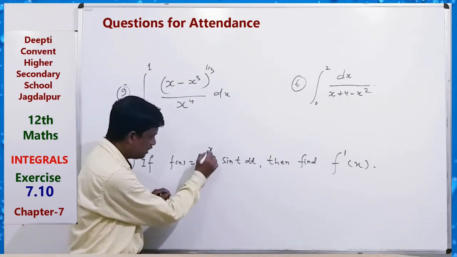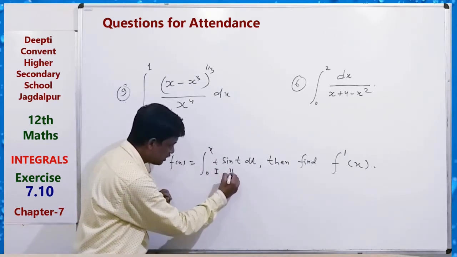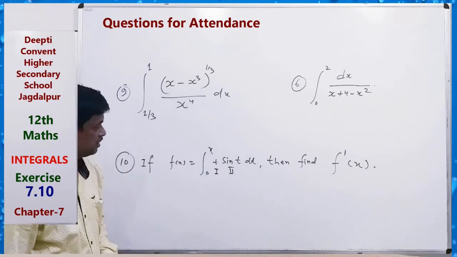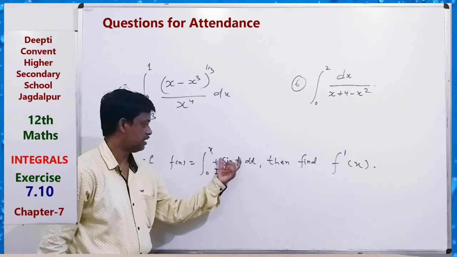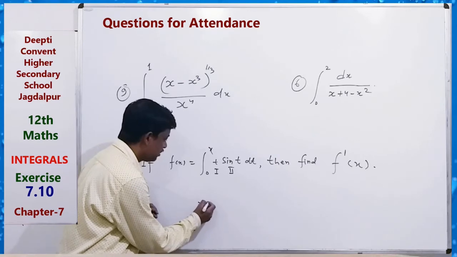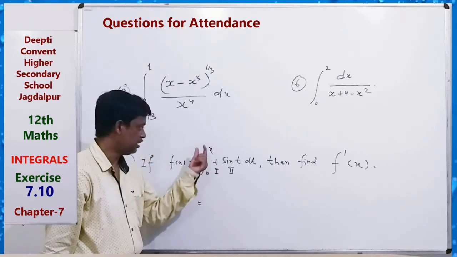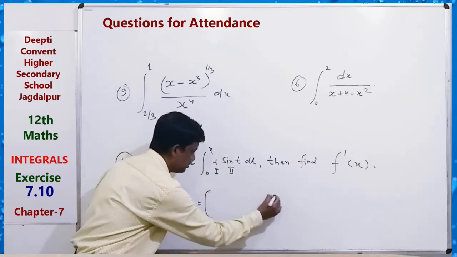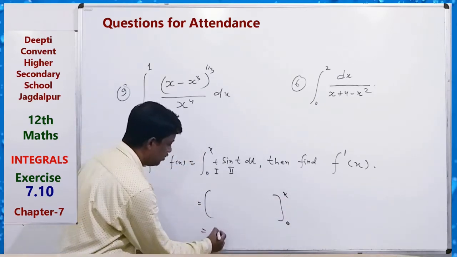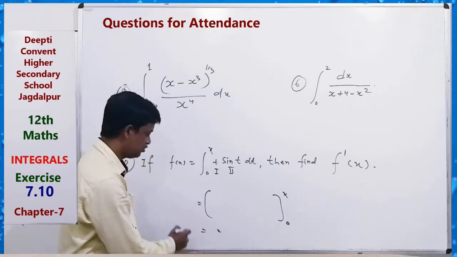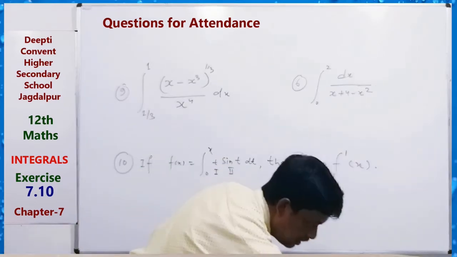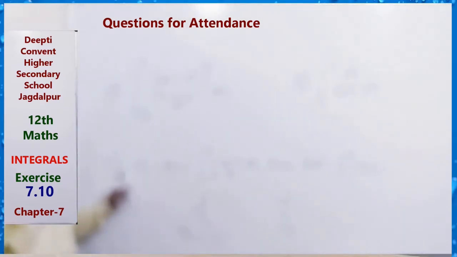Okay, for integrating this, t is the first function and sin t is the second function, because we have to use the by parts method. Use by parts and then apply the limit 0 to x. Clear? You get the value in terms of x, that will be fx, and then differentiate, then you can get f dash x. Clear? This is the hint for fx.